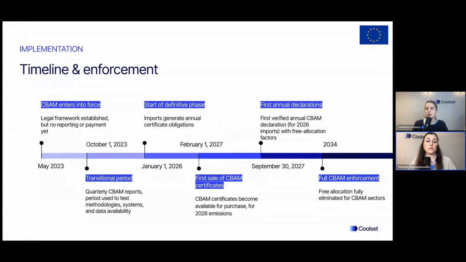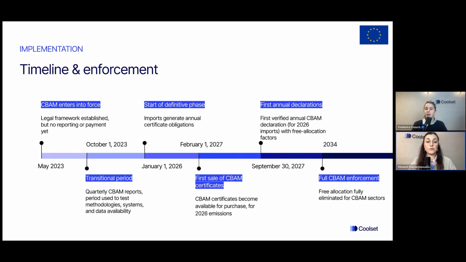We can go onto a timeline here and see that CBAM entered into force in May 2023, so a couple of years already. And this is when the legal framework was established, but no reporting or payments were required yet. So it was from October of that year, there was a transitional period where quarterly CBAM reports were required. And this period was used to test methodologies, systems, and data availability. So maybe many of you here have already been through this transitional period, and it could be nice if you share your experiences in the chat if there's lots of you who have experienced this.